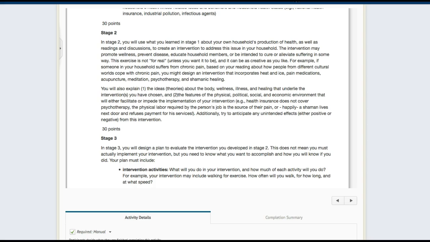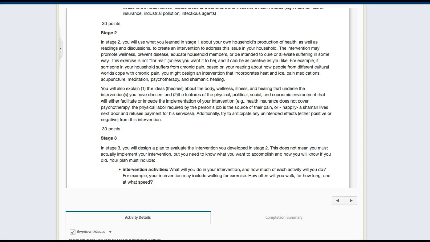In stage 2, you will use what you learned about in stage 1, as well as readings and discussions to create an intervention to address the issue in your household. So this intervention may promote wellness, prevent disease, it can educate household members, or it can be intended to cure or alleviate suffering in some way. So this exercise isn't for real unless you want it to be, and it can certainly be creative as you like. So for example, let's say somebody in your household suffers from chronic pain.